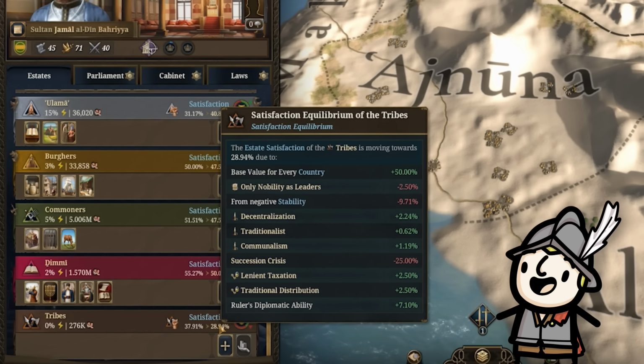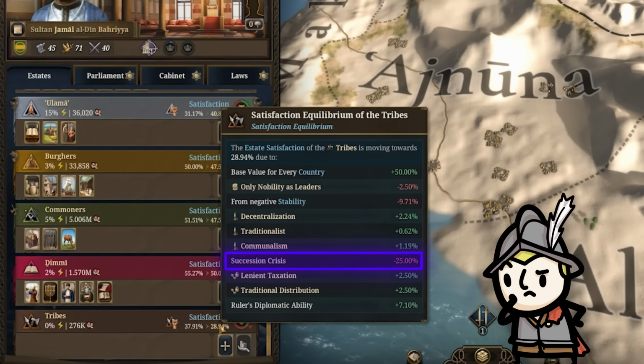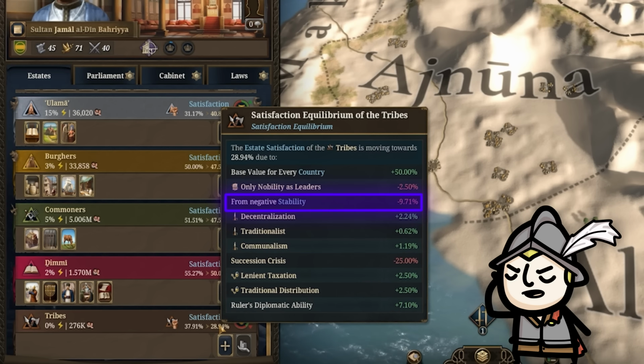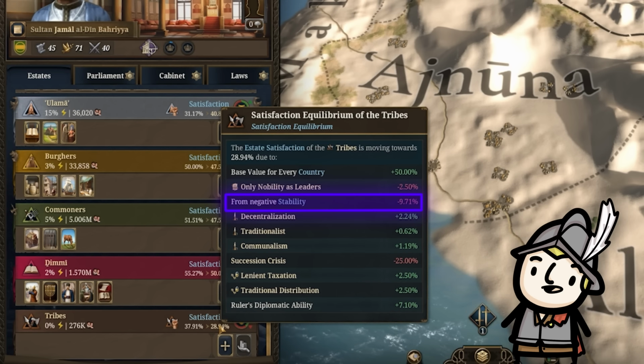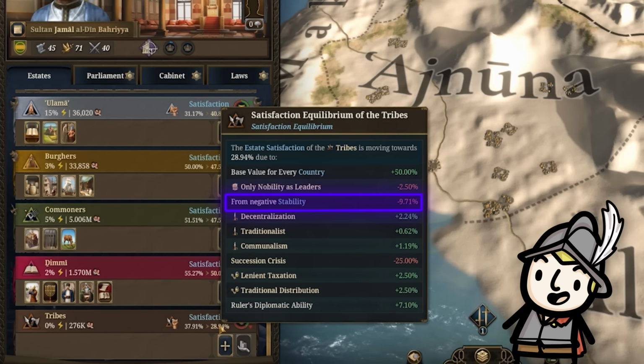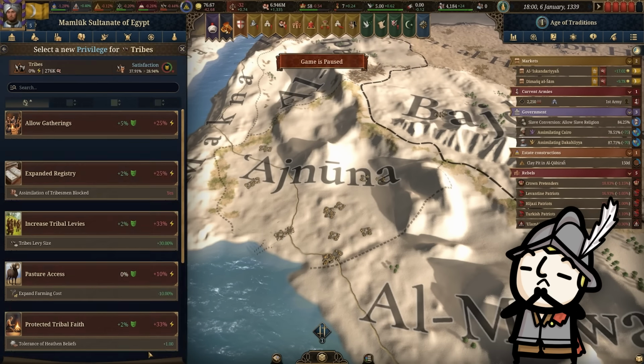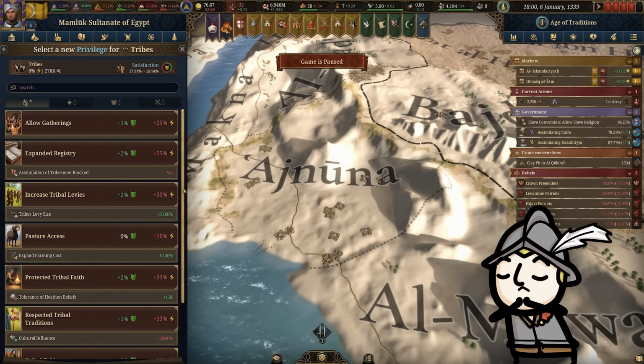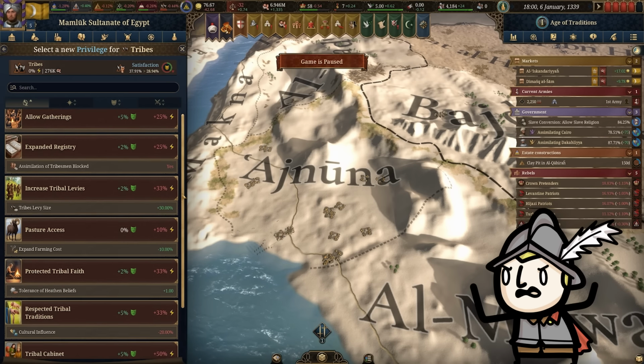One of the biggest issues is Egypt is in a succession crisis, so short-term strategy, fix that. We also have negative stability. Negative stability is a big draw, so we'll want to try to raise our stability as well. You may also notice that our tribes have no privileges. We can try to grant them privileges, but that will make the other estates less happy.